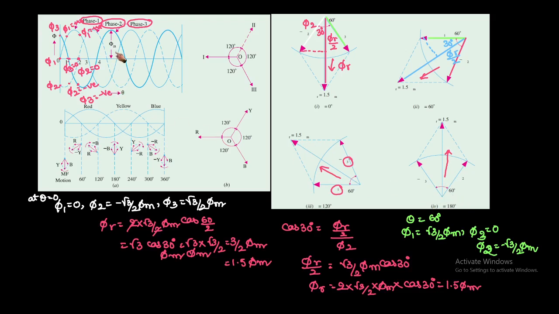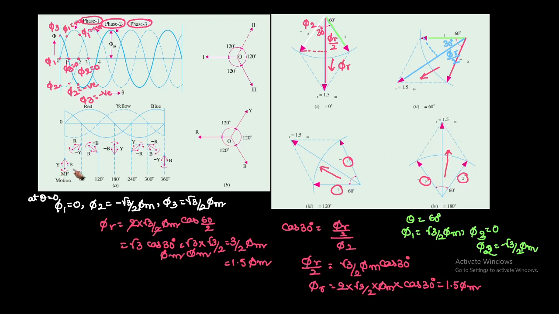At the instant 180 degrees, let us consider the third position, 180 degrees. What is happening? Phi 2 is of a positive value, phi 3 is of a negative value, but what about phi 1? Phi 1 is becoming 0, that's why I am going to get phi 2 and phi 3 here. The resultant will be rotated in this direction.